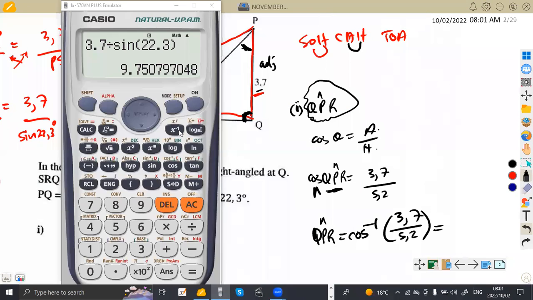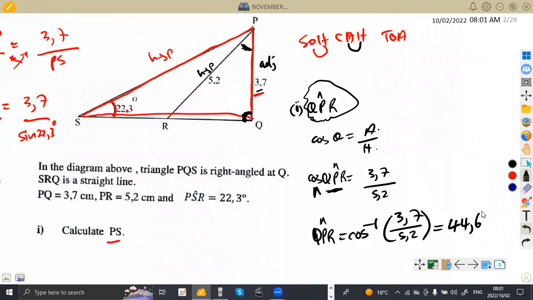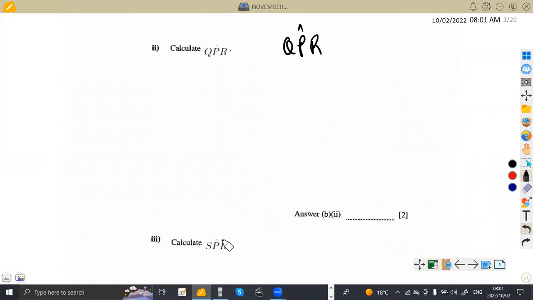All right. So from your calculator, that will be arc cos 3.7 over 5,2, like that. Directly, you can obtain the answer here, which is 44,63, something like that. Remember, it's an angle. Angles to 1 decimal place. So 3 cannot change this 6, so it's going to be 44,6. So this is our angle, 44,6 degrees. That's what we had. Let's see the other part, SPR.